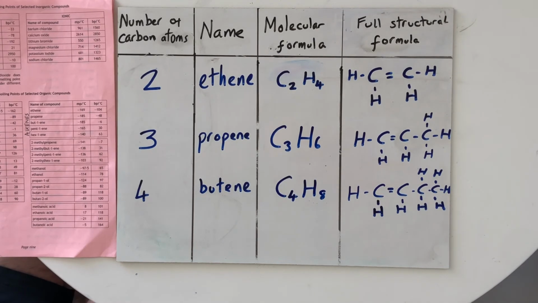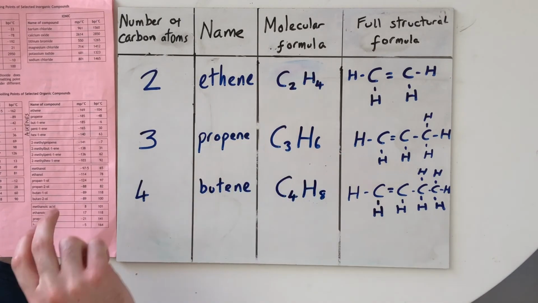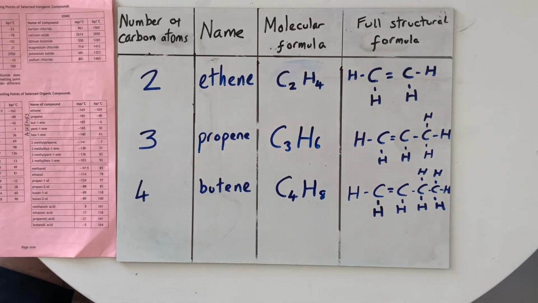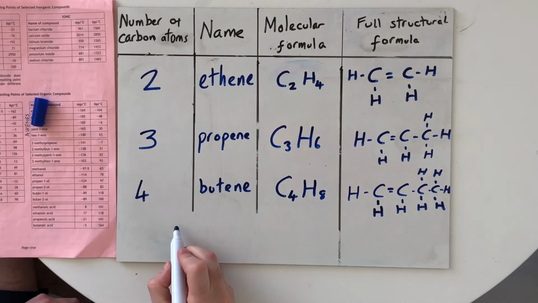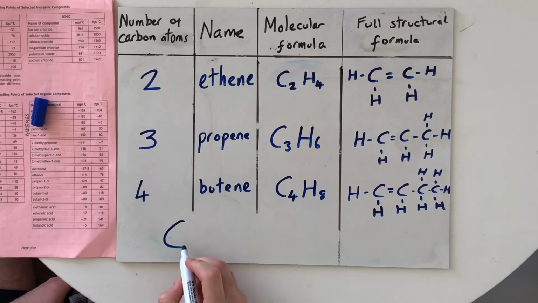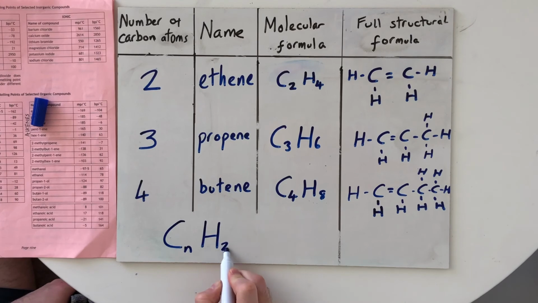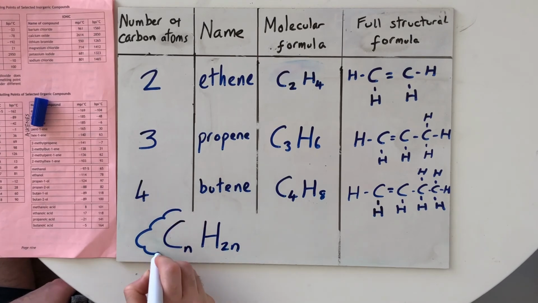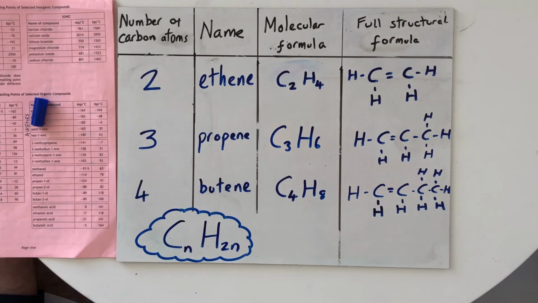Okay. Now, last thing we're going to look at is the general formula for the alkenes. Pretty straightforward, this one, forms quite a nice pattern. For the number of carbons you have, you've got double the number of hydrogens. So we write that as C for the number of carbons, n, H2n. CnH2n.